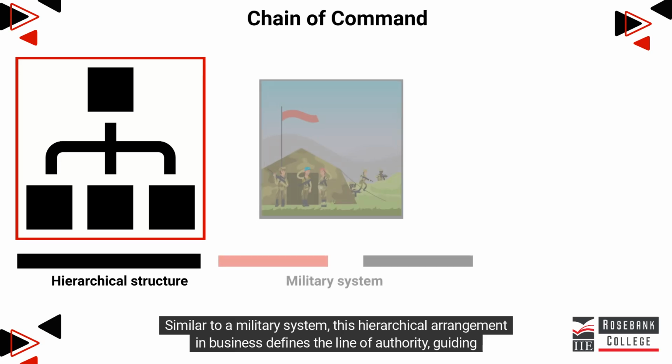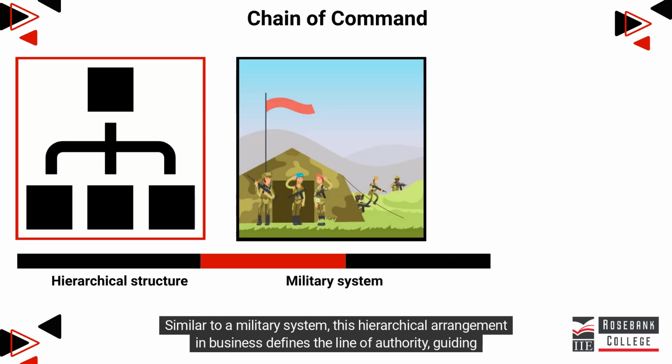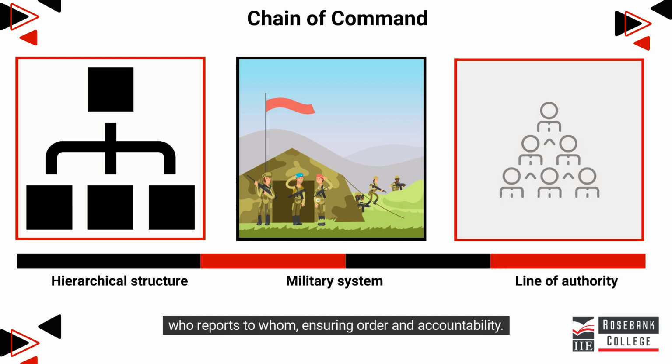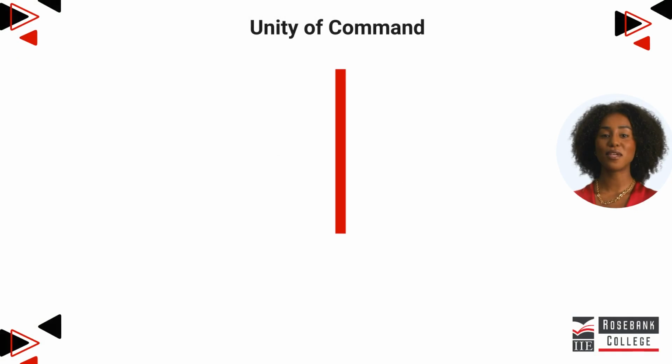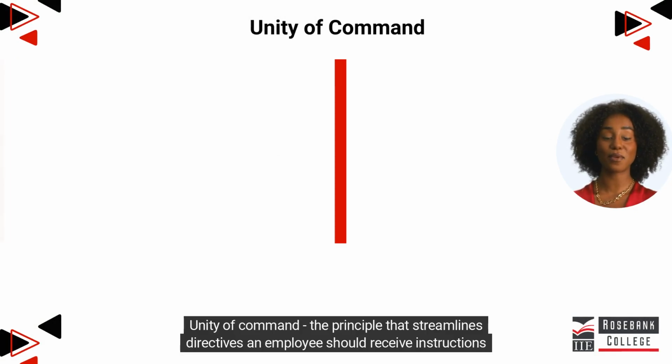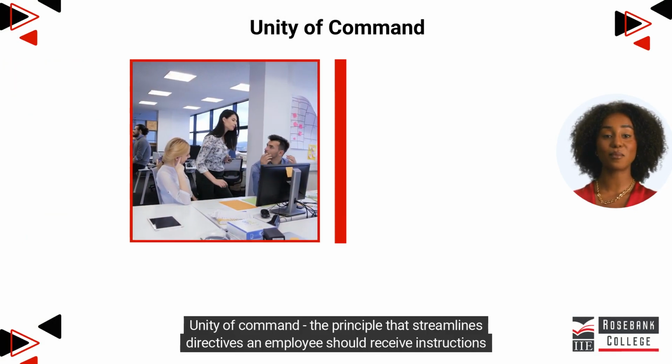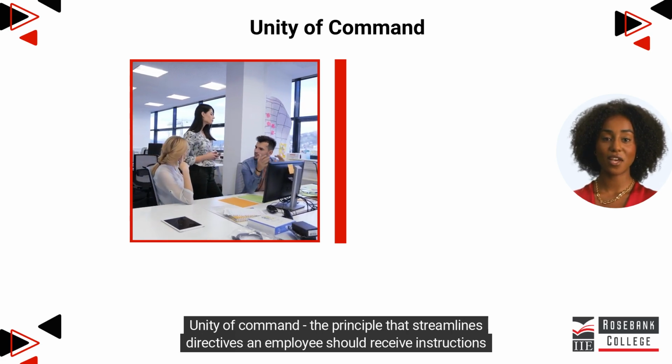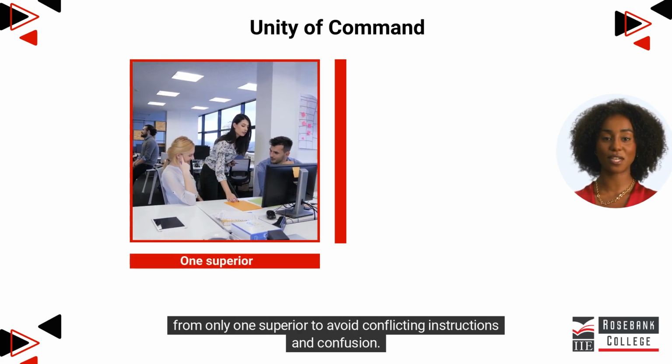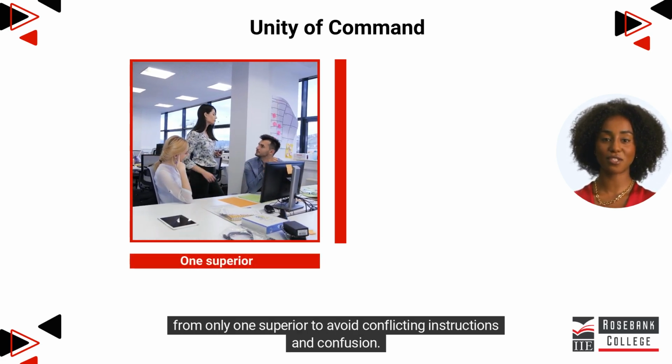Similar to a military system, this hierarchical arrangement in business defines the line of authority, guiding who reports to whom, ensuring order and accountability. Unity of command, the principle that streamlines directives and employees should receive instructions from only one superior to avoid conflicting instructions and confusion.